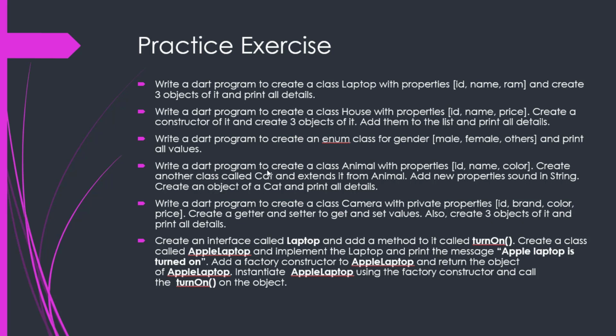First of all, you need to create class animal with three properties ID, name and color. Then create another class cat and extends it from animal and cat will have a extra property sound and then create object of cat and print all details. I hope you will solve it.